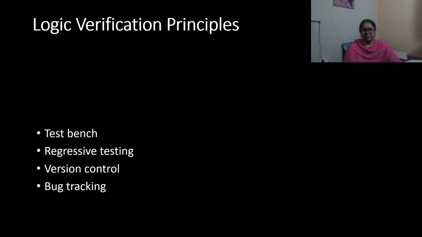Version control. It is combined with regression testing. Version control is used for the orderly management of different design iterations. Unix or Linux tools are used for this purpose.